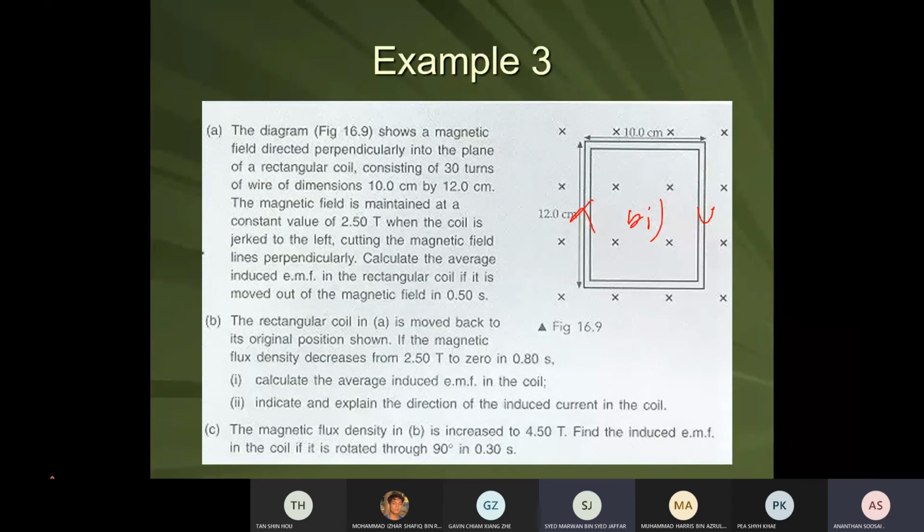So that's the answer for B2. B2: Indicate and explain the direction of the induced current in the coil. Okay, you can say that according to Lenz's law, it opposes the change. The change happening here is that the flux is decreasing, so the flux needs to be increased back. Therefore, according to the right hand grip rule, the current should flow in a clockwise direction.